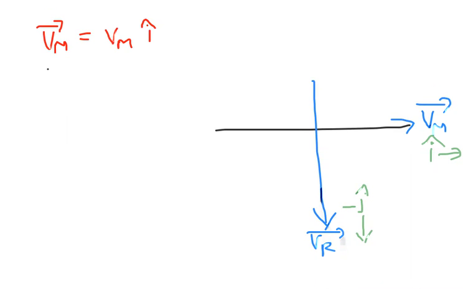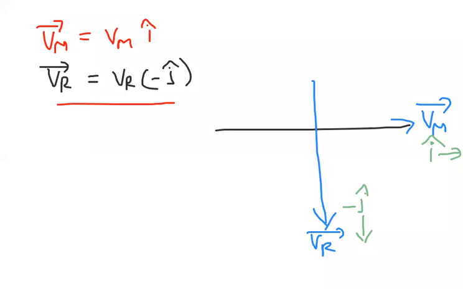Magnitude is Vm. And VR bar I can write as VR into minus j cap. VR is the magnitude and VR bar is a vector. So why minus j cap? Because this i cap is the positive x-axis, the way I am taking it, and this is the negative y-axis. Upward means plus j cap, downward means minus j cap.